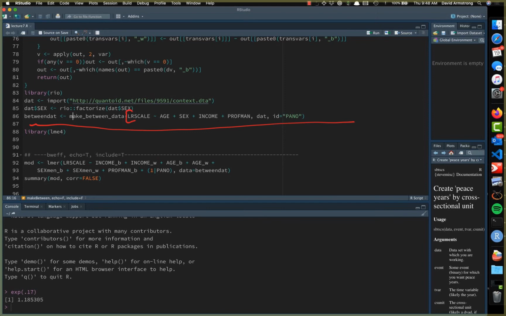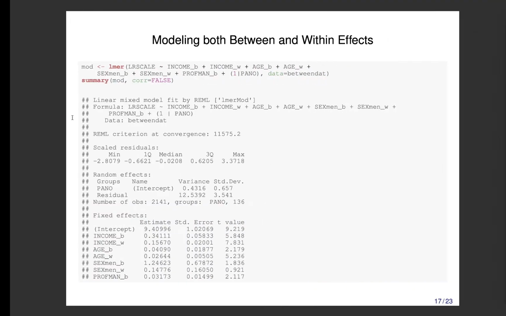is you put in a formula, the same formula that you would use in your model, and it takes those variables and makes both the between and within transformations. You also have to give it the data and the group identifier. And it makes variables that have an underscore B for between and an underscore W for within. So even though you don't see all of the steps in the slides, all of the steps exist in the R code file that you can see on the OWL site.